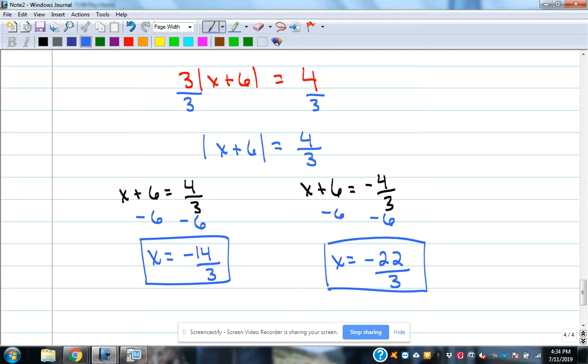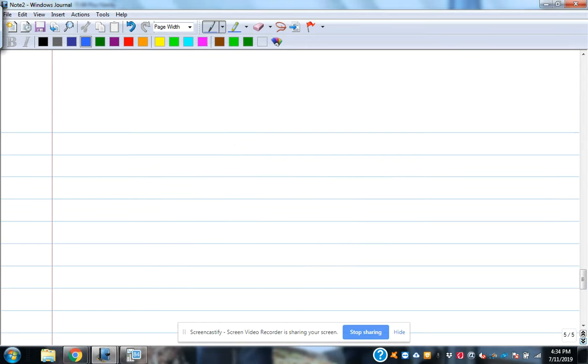They're pretty straightforward. The inequalities are fairly straightforward too, but there are some rules we've got to know for them, and we're going to talk about those right now. All right, so let's look at absolute value inequalities.